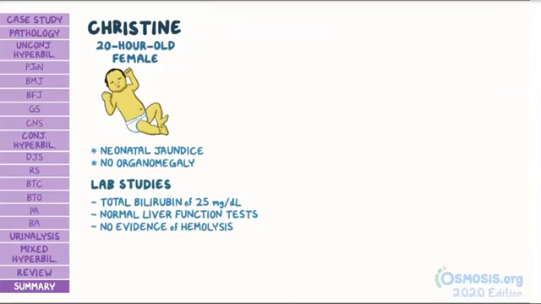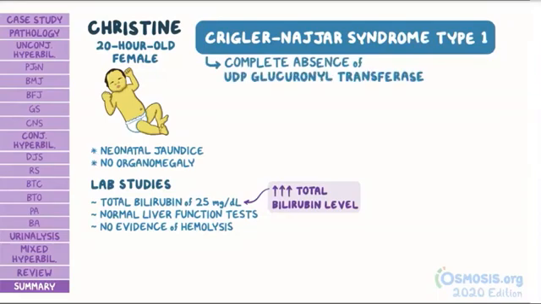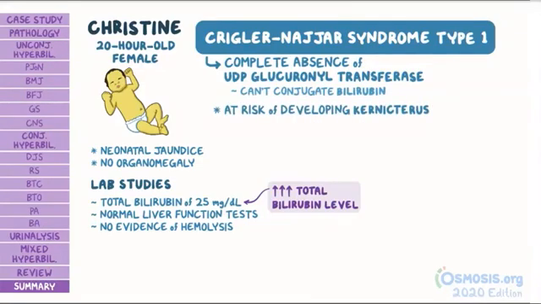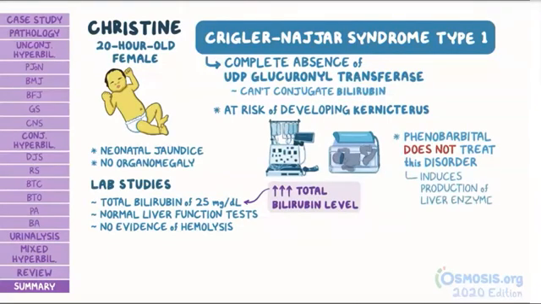There are many potential causes for neonatal jaundice, like breast milk jaundice or physiological jaundice. The key clue here is the extremely elevated total bilirubin level, which is more common in Crigler-Najjar syndrome type 1, where there is a complete absence of functional UDP glucuronosyltransferase. So these individuals can't conjugate bilirubin at all. Also, they're at risk of developing kernicterus, so they must be treated timely with plasmapheresis and phototherapy. Remember that phenobarbital does not treat this disorder, since it works by inducing the production of liver enzymes.